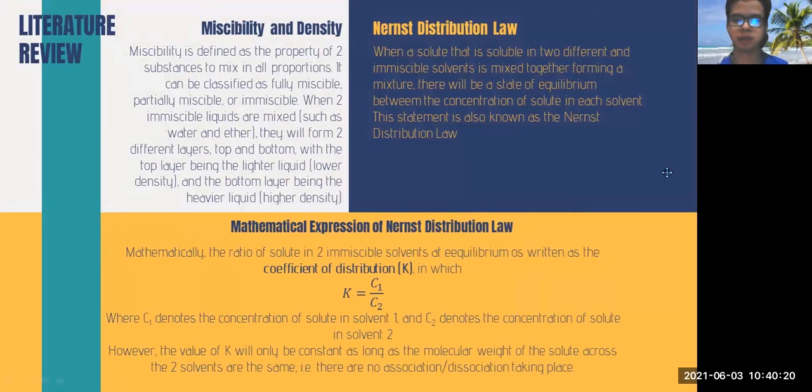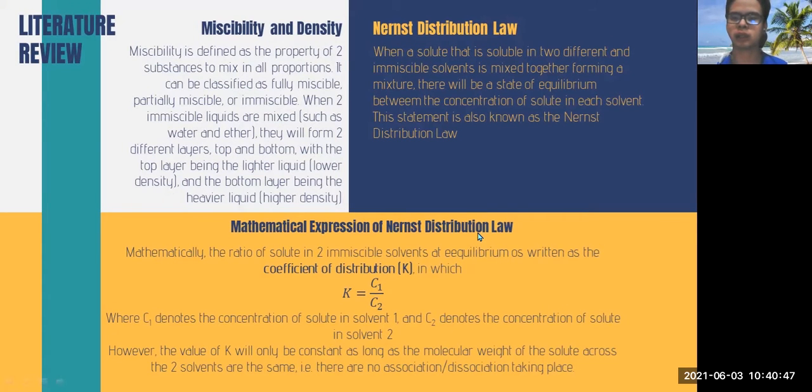So next up is the literature review. First is about miscibility and density. Miscibility is defined as the property of two substances to mix in all proportions. It can be classified as fully miscible, partially miscible, or completely immiscible. When two immiscible liquids are mixed, they will form two different layers, top and bottom, with the top layer being the lighter liquid and the bottom layer being the heavier liquid.